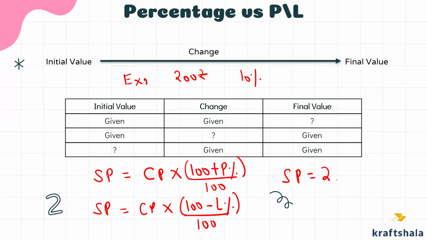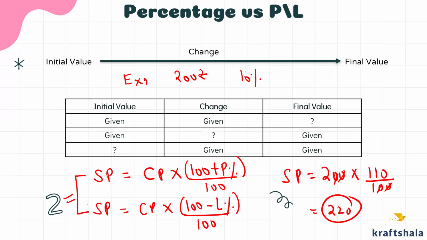CP is 200, 100 plus 10%, 110 upon 100. So you'll directly get the answer as 220. Clear? So these two are very important because most of the question will be revolving around these two only. CP into 100 plus P, CP into 100 minus N.